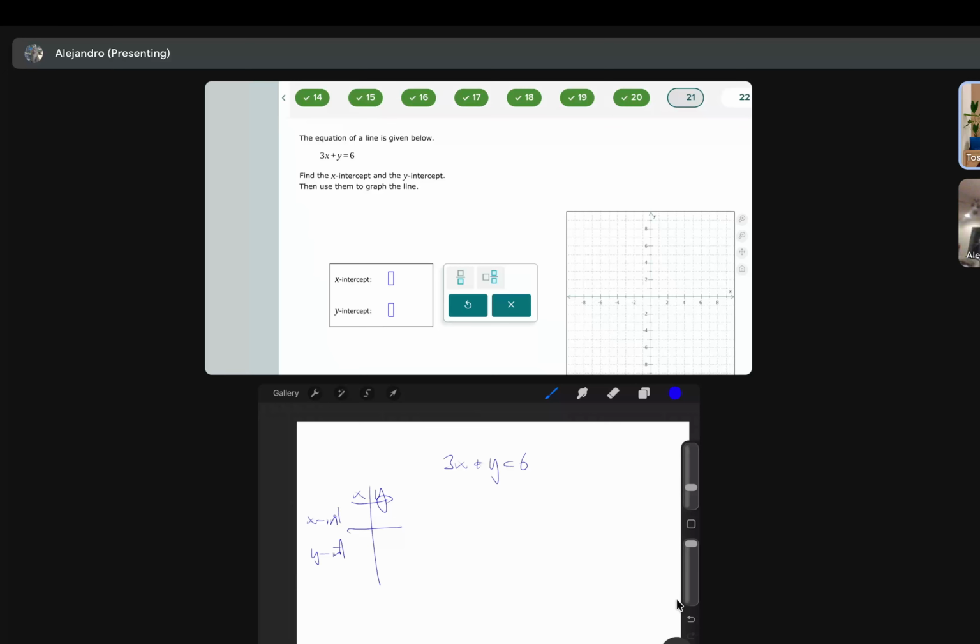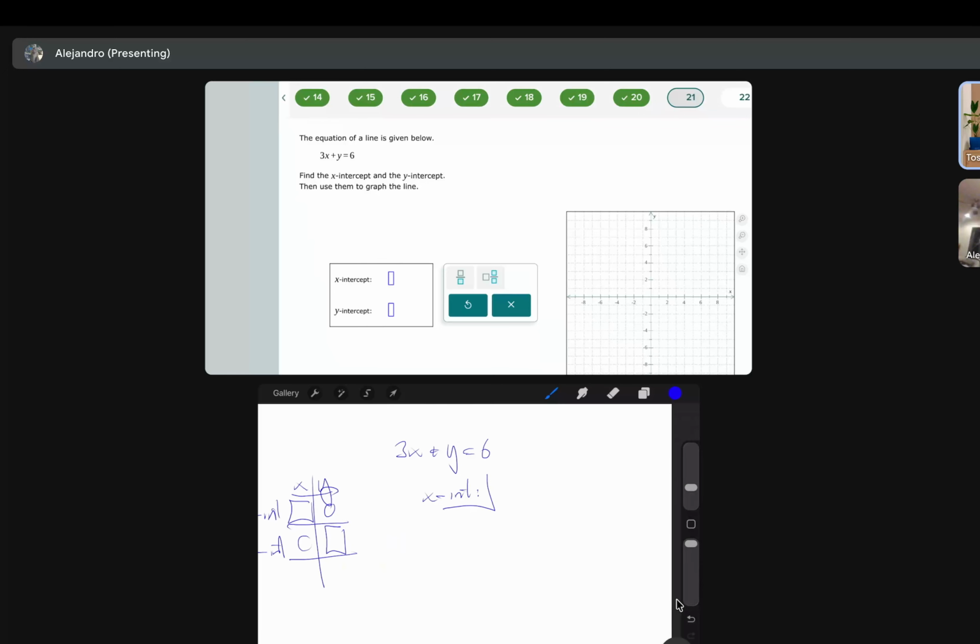So you at least have an idea. For the x-intercept, you don't know what x is, but y is 0. For the y-intercept, you don't know what y is, but x is 0. So that's your objective.